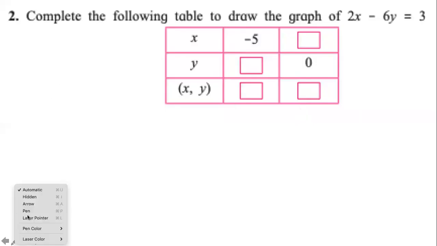What's happening in this question? Once again, it says to draw. The question is not asking you to draw. We have to do something to draw. We don't have to draw the graph.